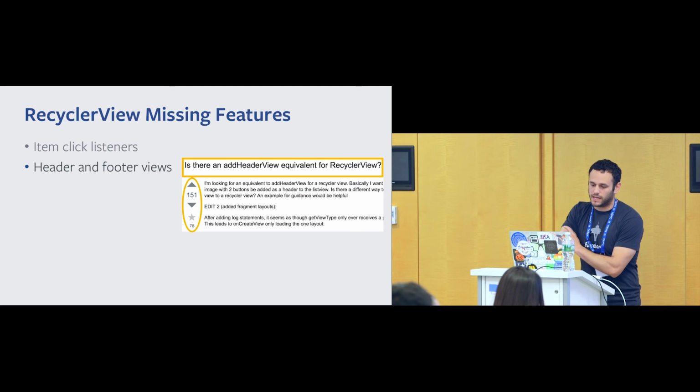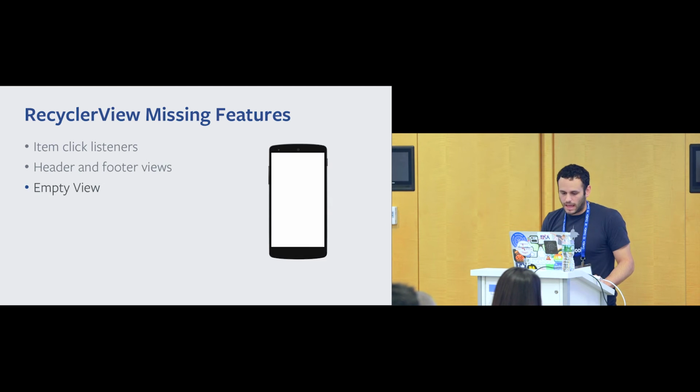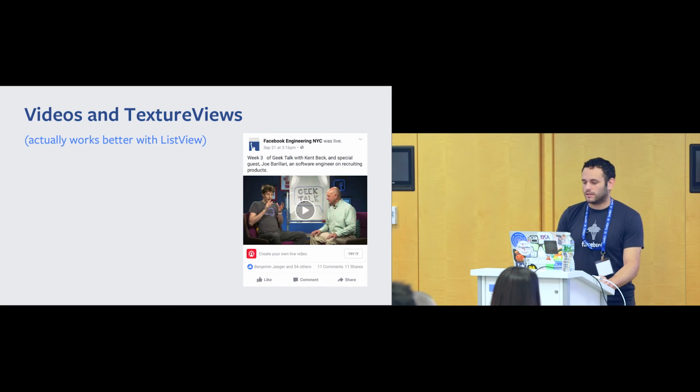Another missing feature is header and footer views. This displayed content before and after the rows provided by the adapter. And then there's also no empty view, which was a view that appeared when the adapter was empty. And then there's also one area where we've noticed that ListView performs a little bit better than RecyclerView, and that's with handling embedded videos and texture views.